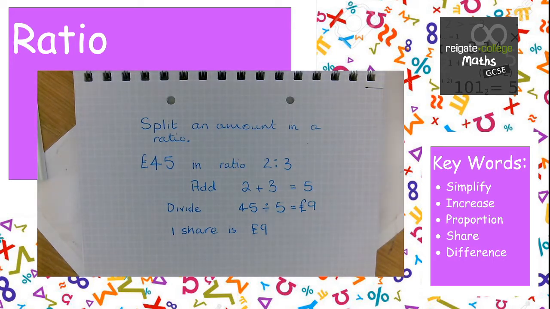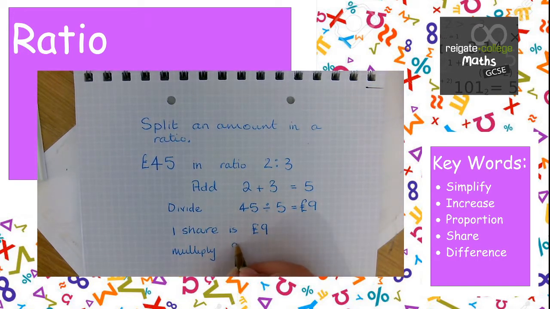The last part is to multiply. I multiply the ratio number of shares by the value per share. And I do that for both parts of my ratio.